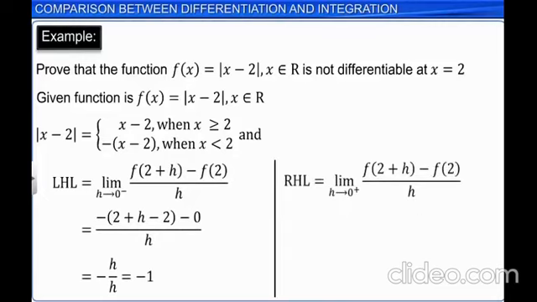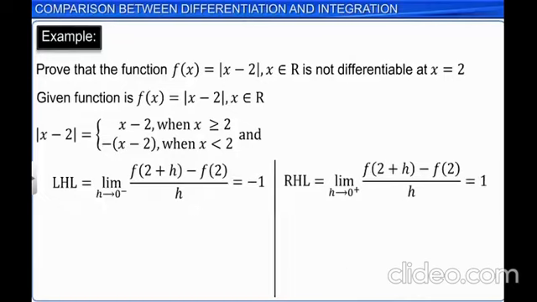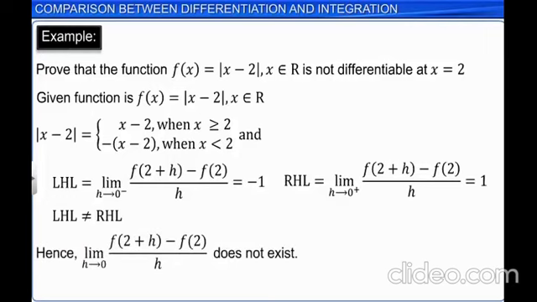Since the left-hand limit and the right-hand limit at x is equal to 2 are not equal, limit h tends to 0, f of 2 plus h minus f of 2 divided by h does not exist. Therefore, f is not differentiable at 2, and hence is not a differentiable function.